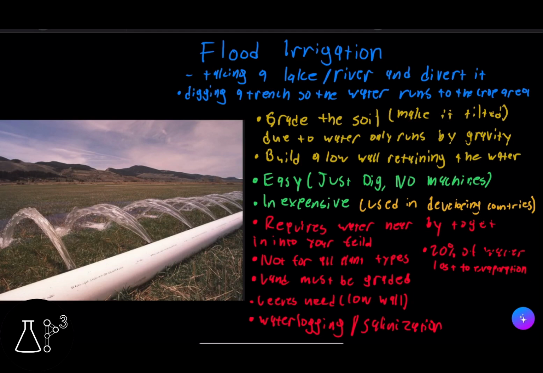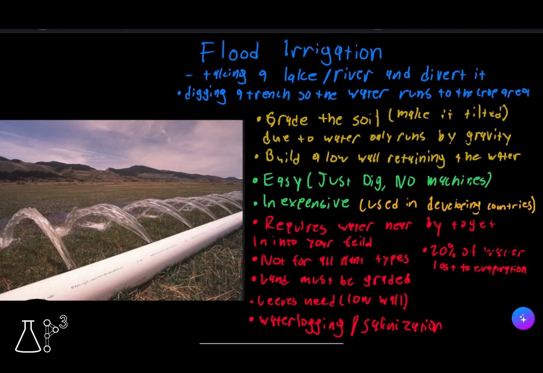So what we have to do is grade the soil, basically tilting the soil, because water only runs by gravity, so we have to tilt the soil so that the water can come into it. Now what's easy about it is that we just have to dig. There's no machinery necessarily that we have to use, it's inexpensive, and it happens most of the time in developing countries.